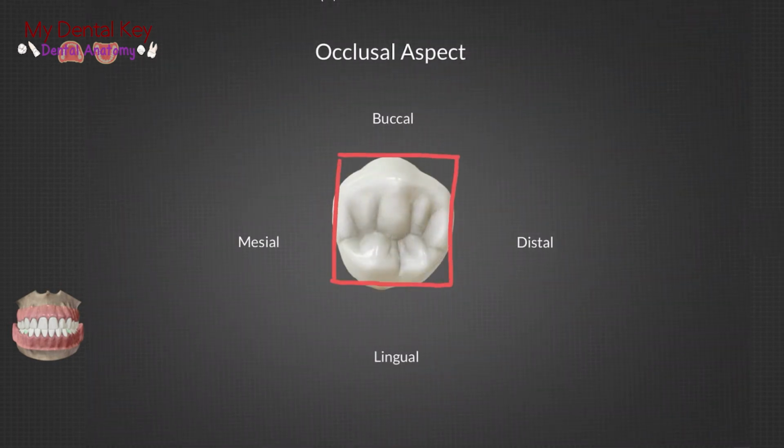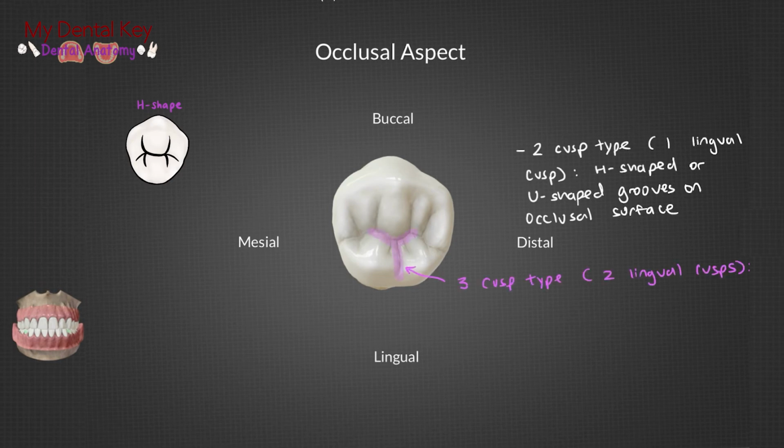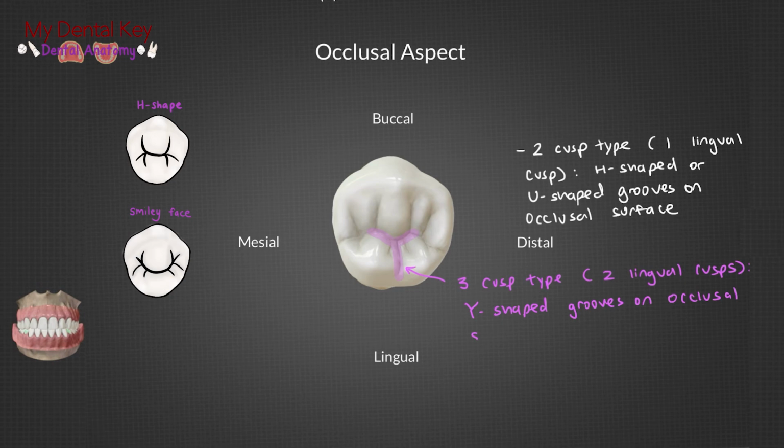Next up is the occlusal view. In all cases, the occlusal surface is square-shaped. If there is only one lingual cusp, then the grooves are H-shaped. If there are two lingual cusps, then the grooves are Y-shaped. If it's two lobes, it'll be a crescent-shaped groove or a smiley face. The mandibular second premolar has mesial, distal, and lingual grooves and a central pit.